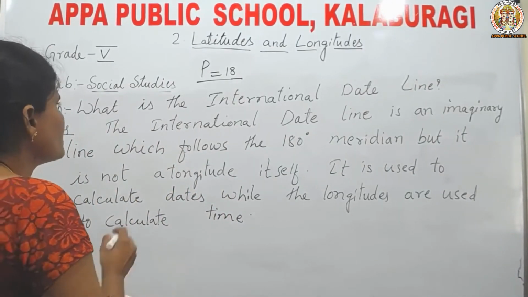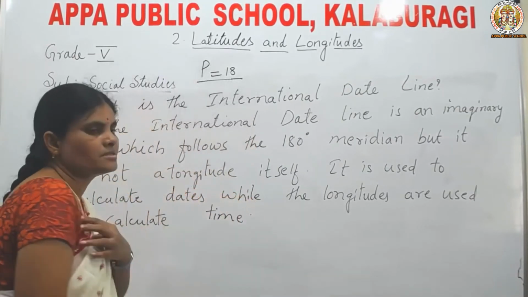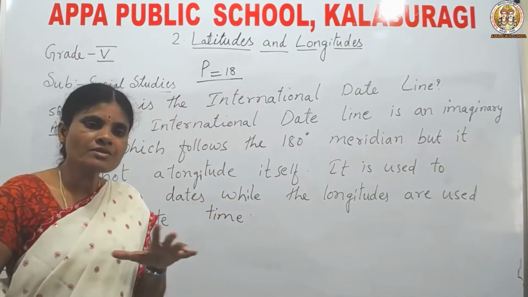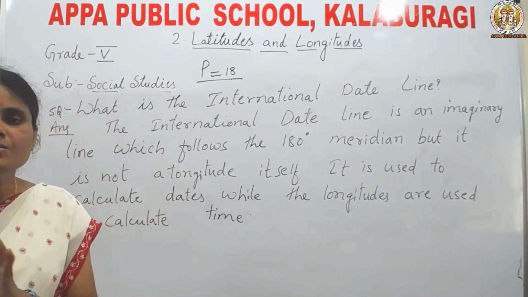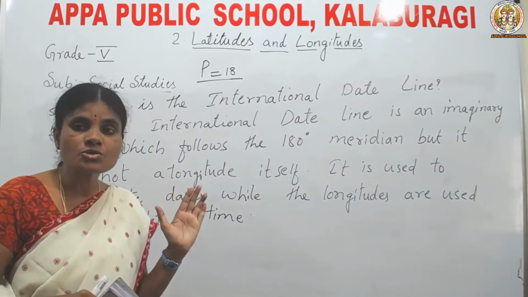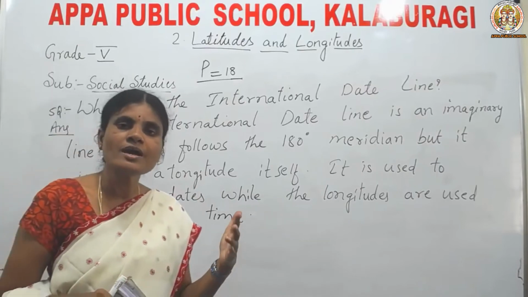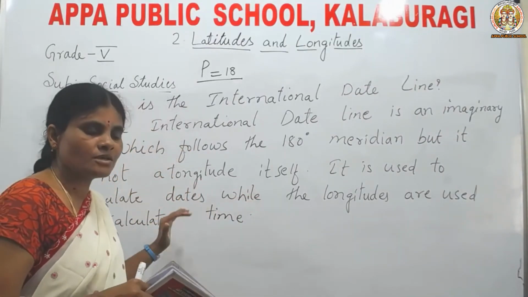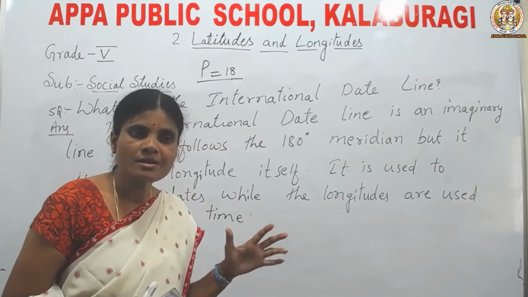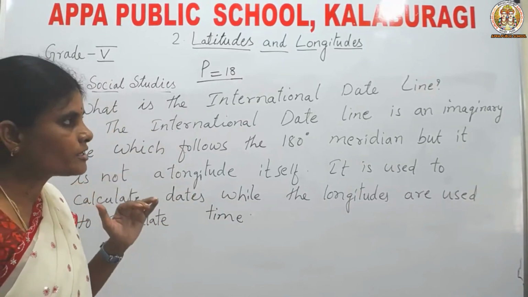See children, the international dateline is an imaginary line. Whatever lines we are saying, all the lines are imaginary lines. They are not real lines. The earth does not have any lines. In order to study the earth, we assume that so-and-so lines are there on the earth. The real earth does not have any lines, children. All are imaginary lines only. Imaginary means not real.